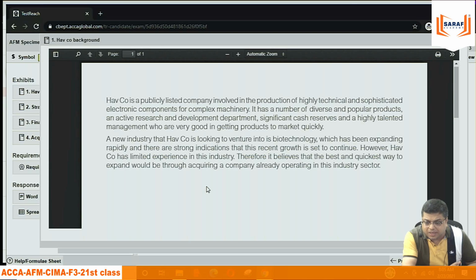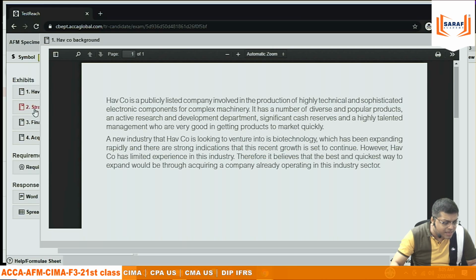Recent growth means that whatever the high growth is there, it is going to continue in future also. However, each company has limited experience in this industry. Therefore, it believes that the best and the quickest way to expand would be through acquiring a company already operating in this industry. That means takeover. Inorganic expansion: they are thinking in an industry where the growth is very high, but since they don't have experience of this industry, they are thinking of takeover.